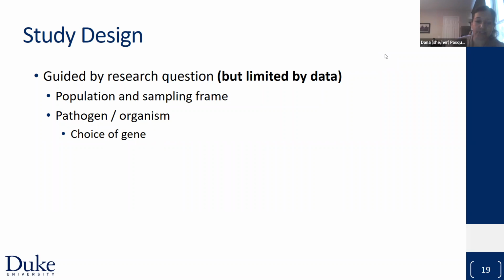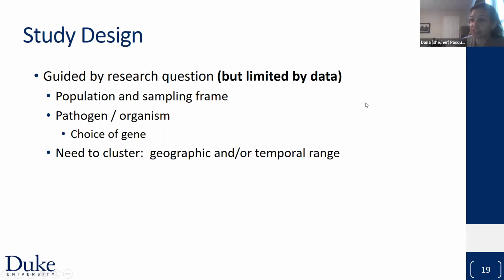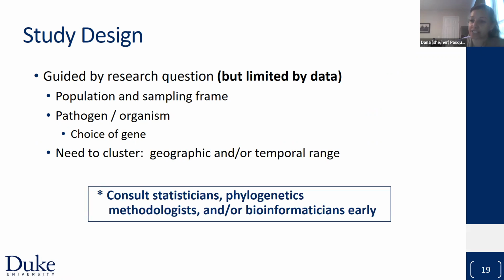So statisticians always like to say that you should involve them at the time of the proposal, not once you have already collected the data. So in these types of analyses, you should also add a bioinformatician or a phylogenetics methodologist to the early consult set. And then also make sure that that person is versed in your organism of interest, since there's a lot of difference in the methods for a rapidly mutating virus versus a more complex bacterium.